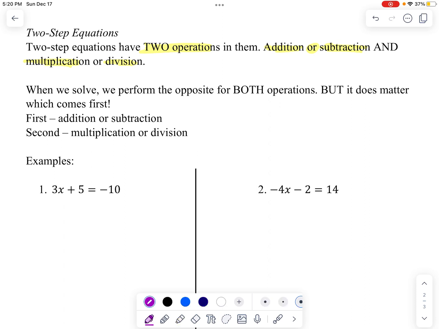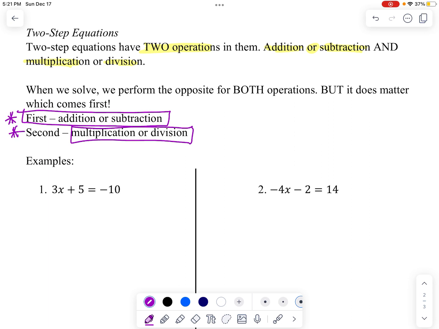Now the biggest number 1 rule is, what do you do first? You only have one option, and I wrote it right here for you. You can only look for addition or subtraction first. This is the biggest thing that you need to remember. As soon as you see a plus sign or a minus sign, you need to think to yourself, okay, I got to get rid of that first. Then once that's gone, you can work on your multiplication or division. And again, it's only one or the other.